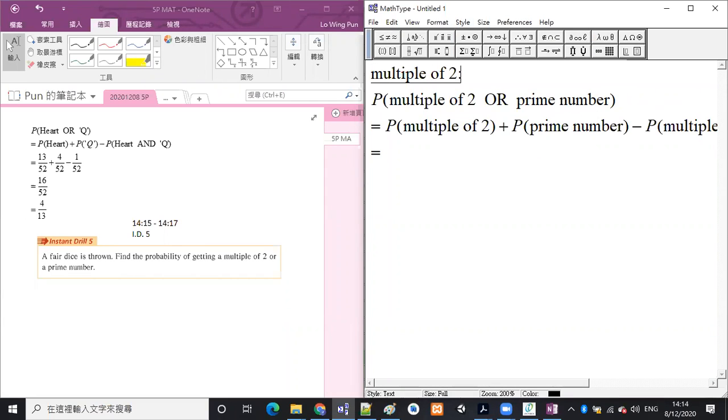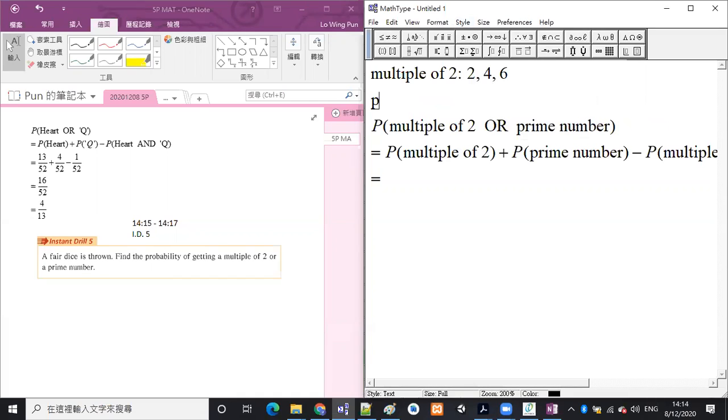What are the multiples of 2 here? Okay, they will be 2, 4, and 6. Okay, 2嘅倍數。So what are prime numbers? Prime numbers 即係質數啊，質數即係2、3、5. And then the next one will be 7. But in a fair dice, there will be just 2, 3, and 5 are prime numbers.